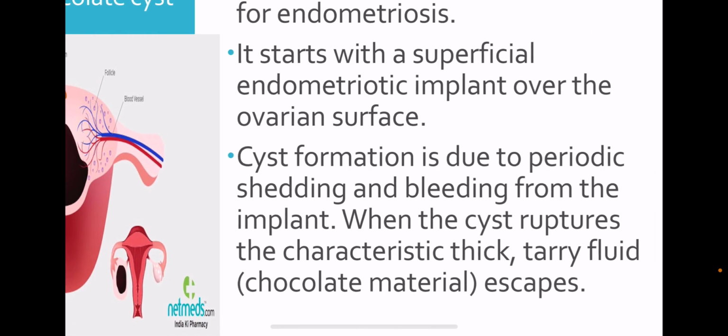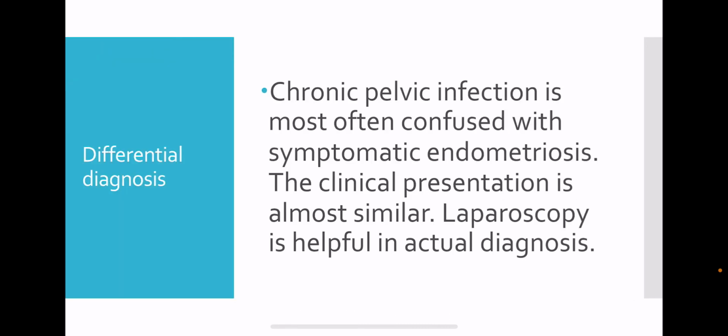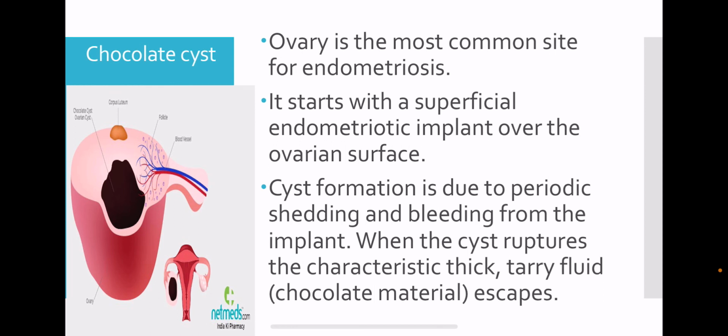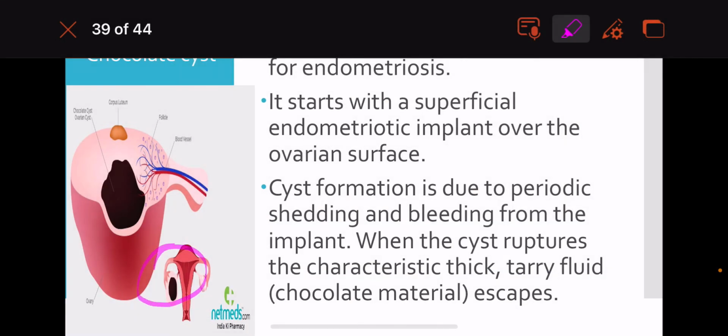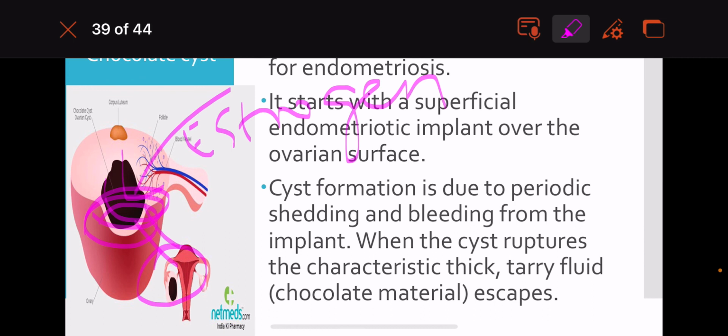Then the cyst formation is due to the periodic shedding and bleeding from the implant. First, the endometriotic tissue is going to be implanted on the surface, and then periodic shedding occurs. Every cycle, the hormone estrogen is going to act, and then there is shedding.